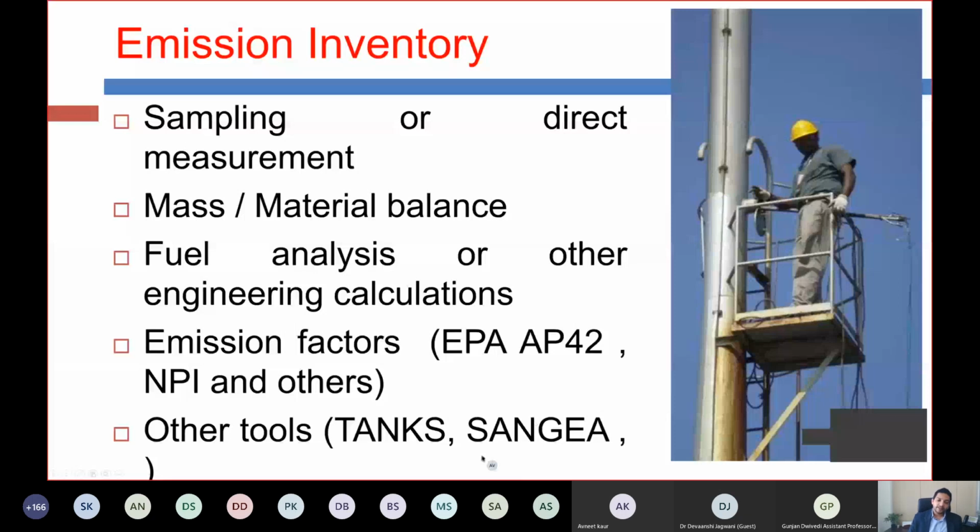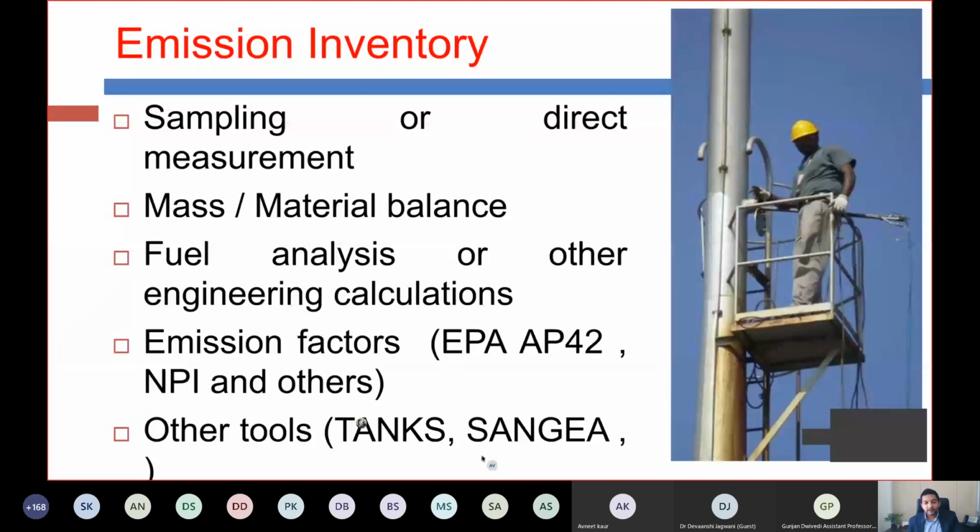There are other tools such as Tanks and Sengia. Tanks is basically to estimate the emissions from large tanks. Also for the tanks from a fuel station, we can use this software to estimate the emission from the fuel station. Sometimes you must have observed that when you visit a fuel station facility, we can smell the petrol or the diesel at the facility. This is because of the loading and the breathing losses that occur at the fuel station.